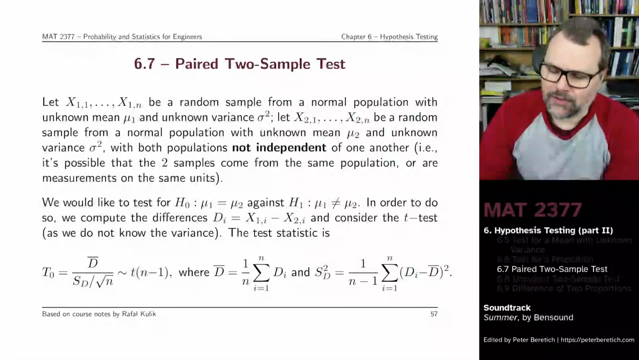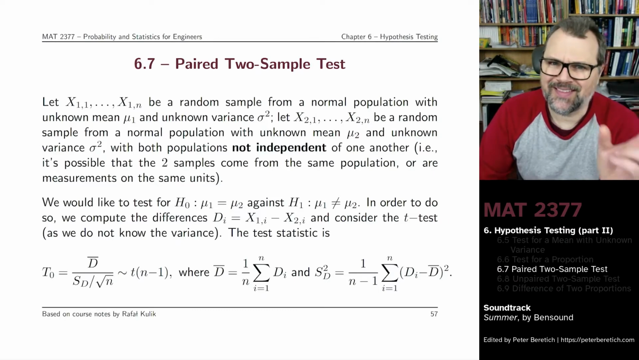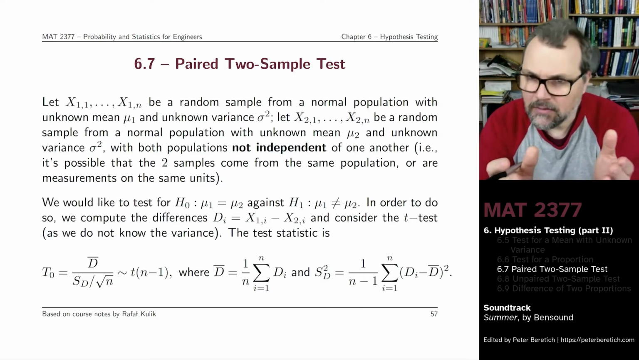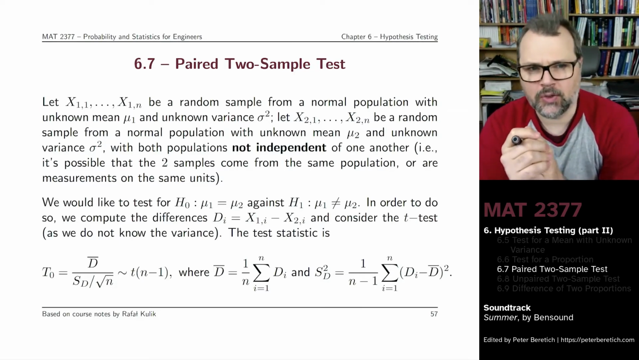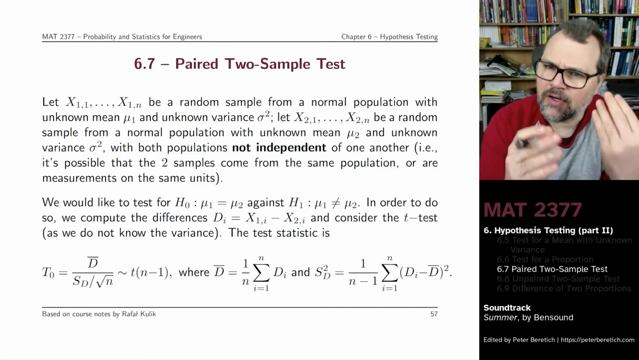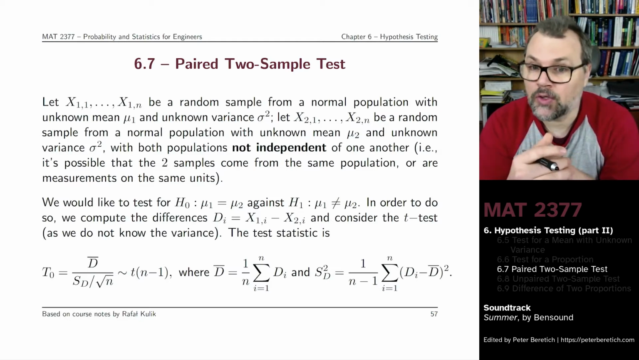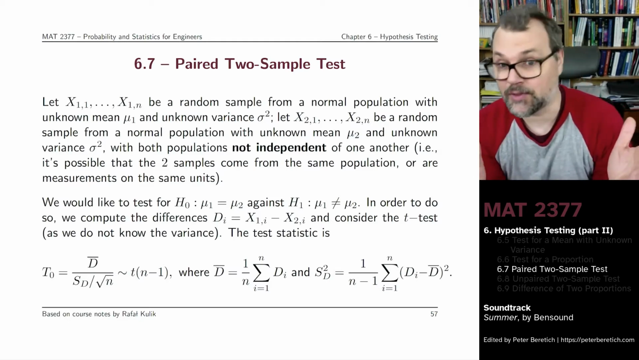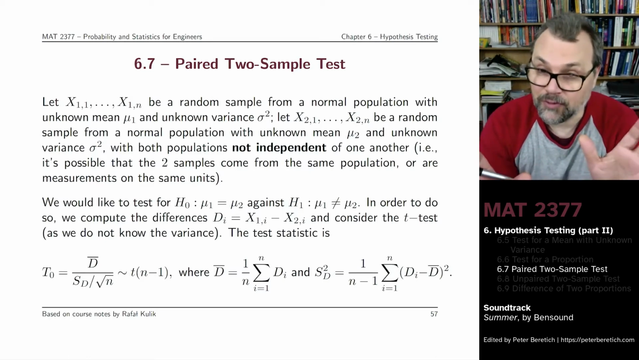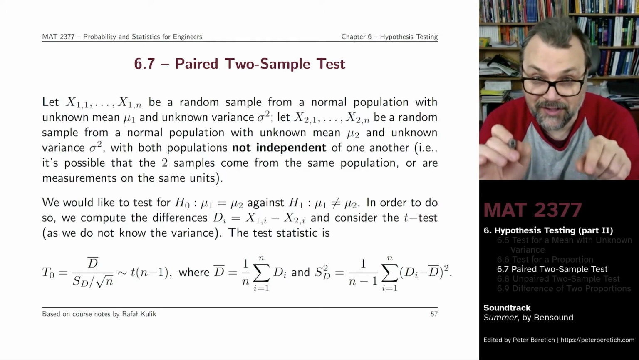In the next two sections, we're going to be interested in comparing samples from different populations. Let's assume that you have a sample of size n from a normal population with unknown mean mu1 and unknown variance sigma squared. And then you have another sample of the same size, also from a normal population with unknown mean mu2, which could be the same as mu1. They could all come from the same population, but a priori might be different as well, and unknown variance sigma squared. And in both instances, the variance here is the same.